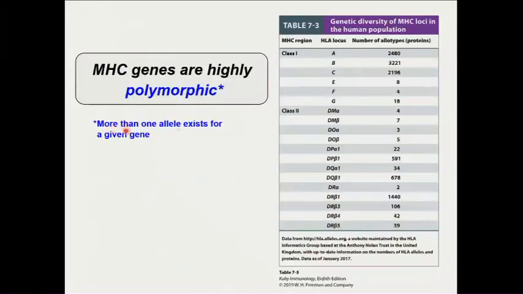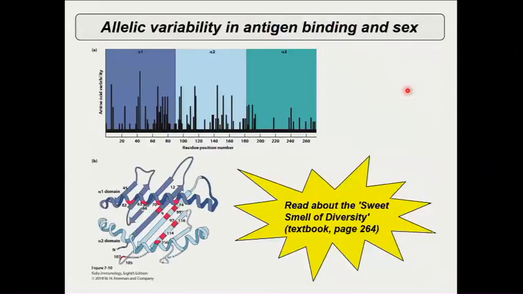So what I try to tell you is that the MHC genes are highly polymorphic. That means that more than one allele exists for a given gene. That means that we are most likely all different. You see that, for example, for class 1, the allotypes give a staggering number: 2,480 proteins here, 3,221 there. So huge diversity. Don't learn the table, don't learn the absolute number, not necessary. But this is completely different from other genes you have.